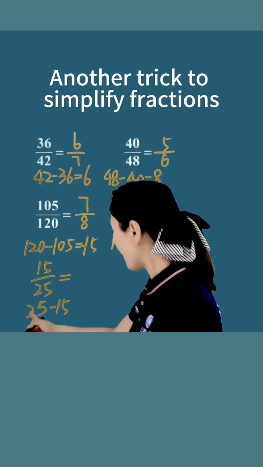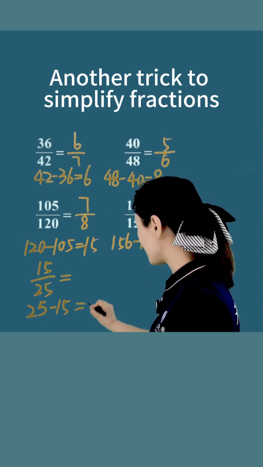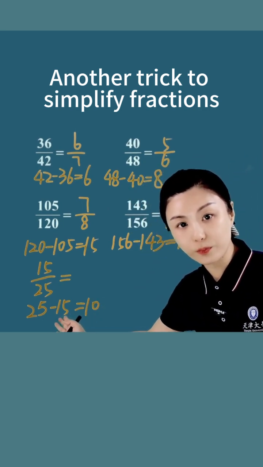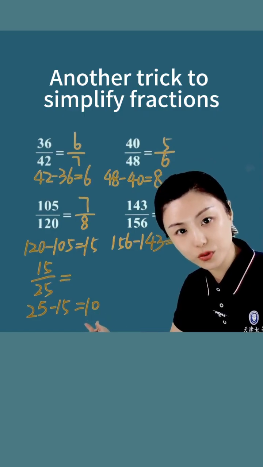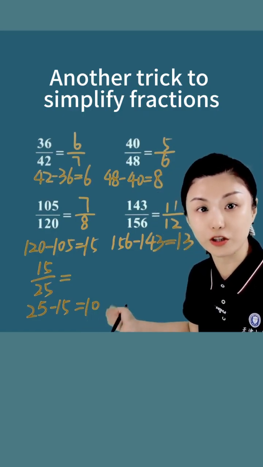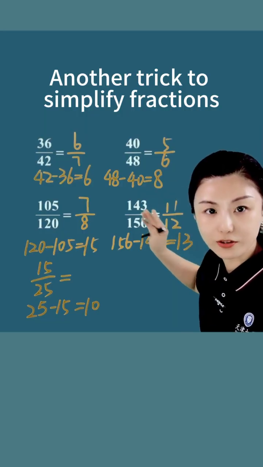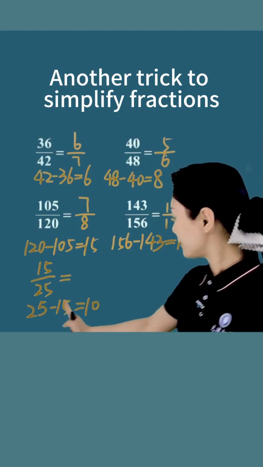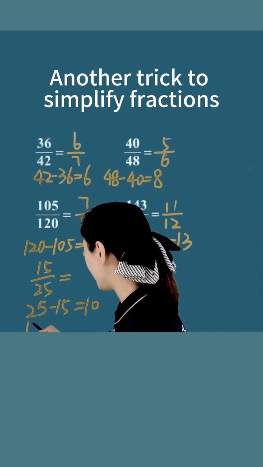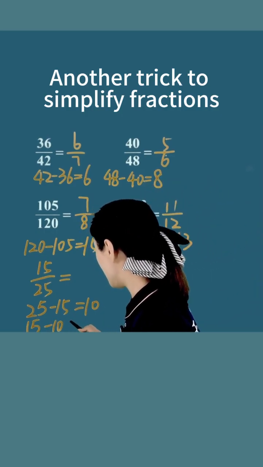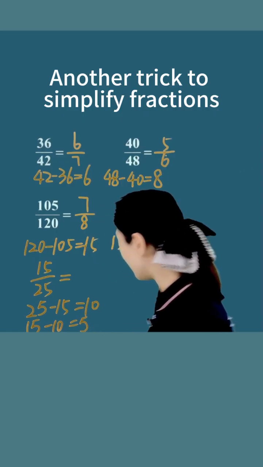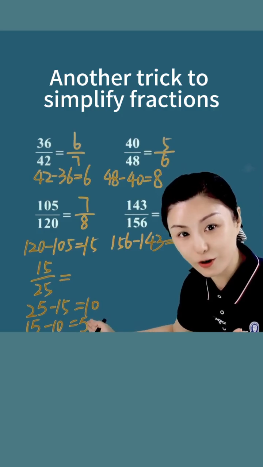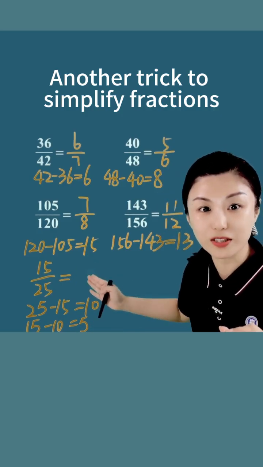25 minus 15 equals what? It's 10. Now, I noticed that the smaller number, 15, can't be divided evenly by 10, right? So this doesn't fit the situation we mentioned earlier. What do we do? We have to keep subtracting, still using the larger number minus the smaller one. So which number do we subtract from which? 15 minus 10 gives us 5. At this point, 10 can be divided evenly by the result 5, so we do not need to subtract anymore. This 5 is their greatest common divisor.